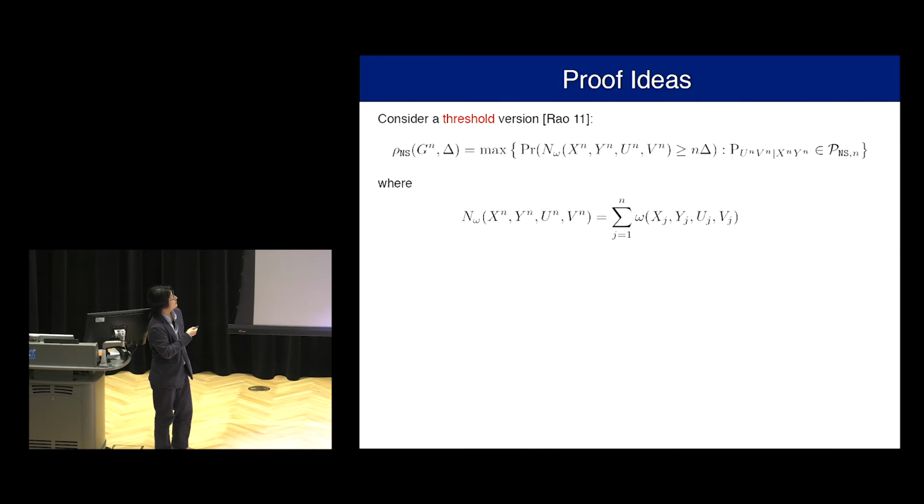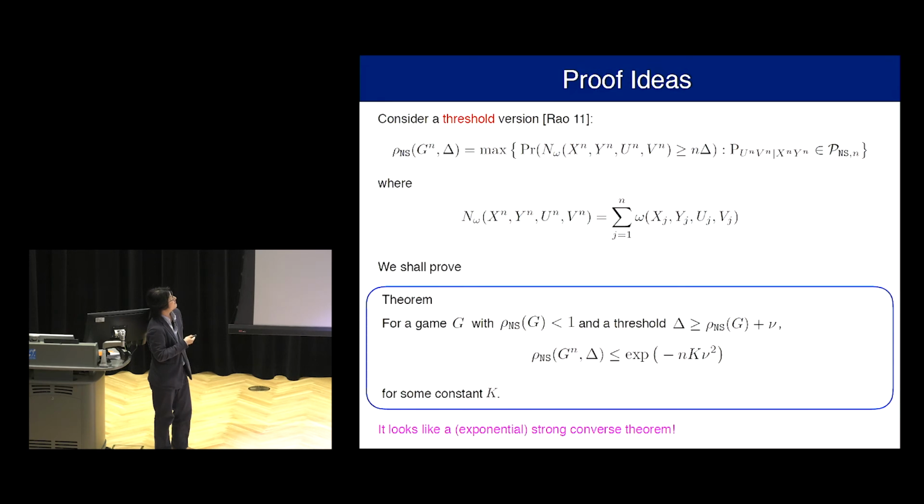Here, this N_W is the number of winning by the provers. So we consider the probability such that the number of winning is larger than some threshold n delta. And we would like to prove this probability converges to 0 exponentially if the threshold delta is strictly larger than the value of single game. Okay. Here, by regarding this constraint as a kind of reverse of distortion, this claim kind of looks like an exponential strong converse theorem.